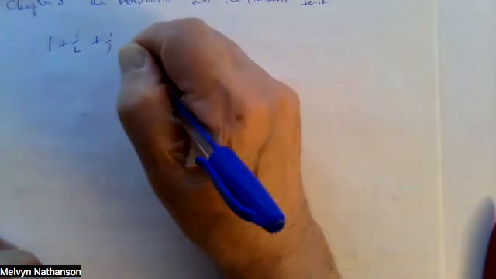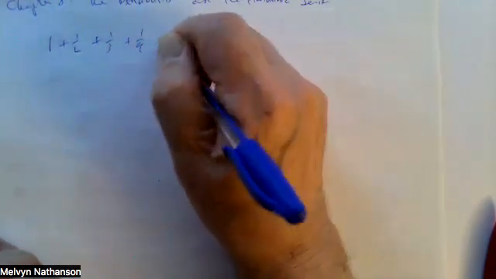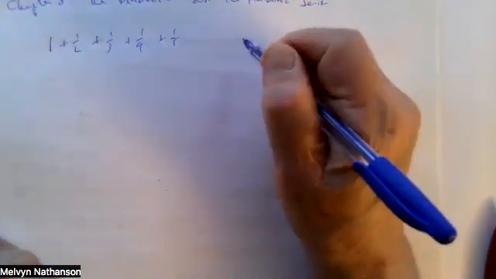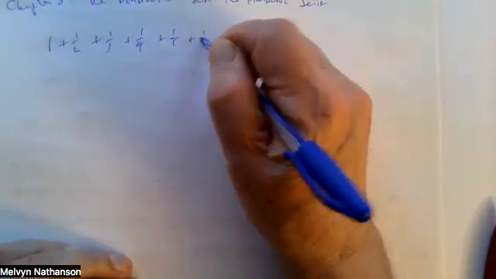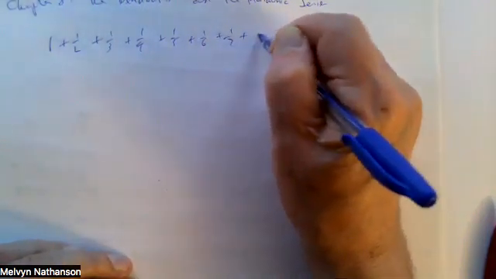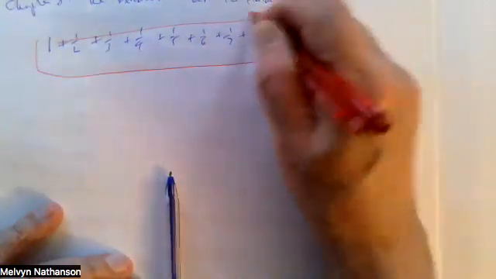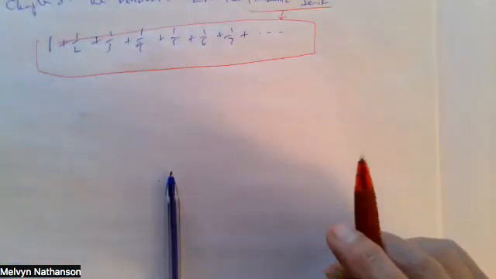So if you start to add up the unit fractions, 1 plus a half is 3 halves. Add a third, add a fourth, add a fifth. At any finite point, you can add them up. And the question is, what happens if you go on forever? So this infinite series is the harmonic series.